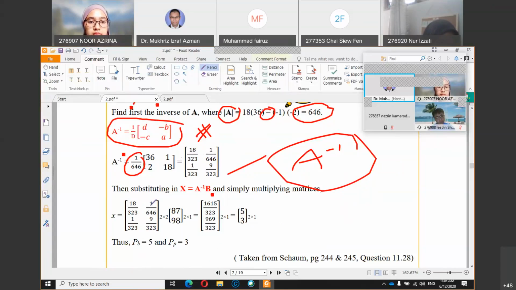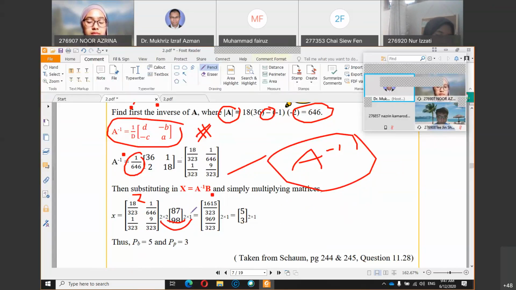And then the matrix for B is 87 and 98, and of course this one is 2 by 2. That's what you see here. But B is 2 by 1, 2 rows and 1 column. But you can multiply both because the 2 and 2 are the same, and the product will be 2 by 1. I believe you learned this before.